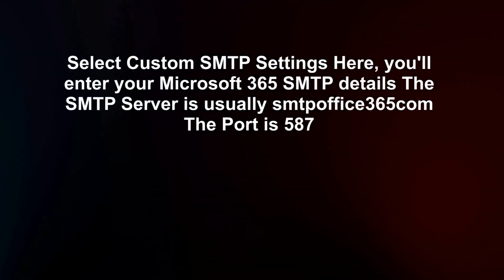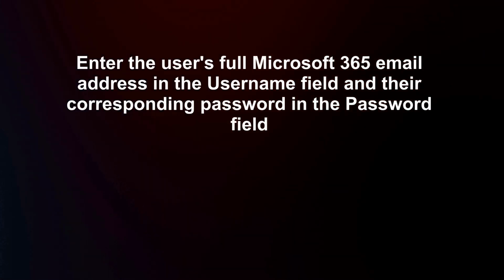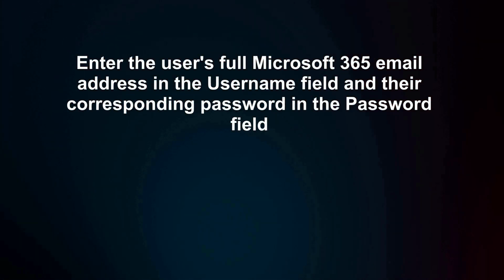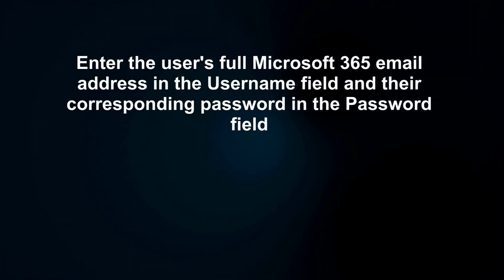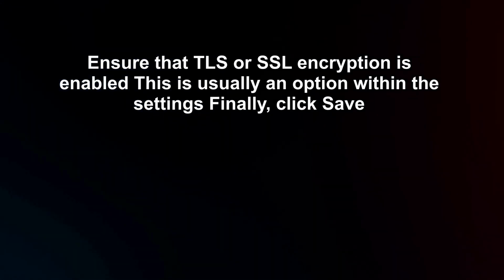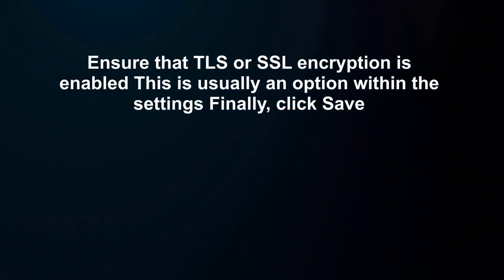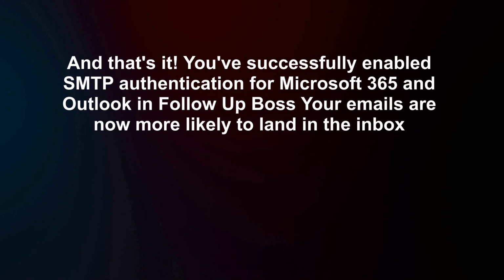The port is 587. Enter the user's full Microsoft 365 email address in the username field and their corresponding password in the password field. Ensure that TLS or SSL encryption is enabled. This is usually an option within the settings. Finally, click Save. And that's it.